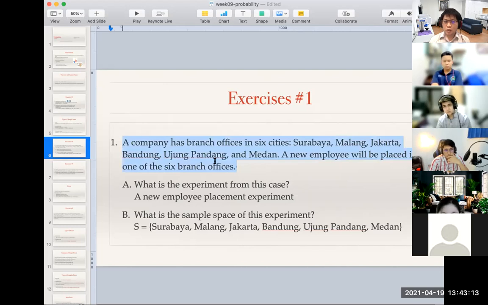So this will be the answer for question number 8, the experiments here. The company has these branch offices, and a new employee will be placed in one of them. So obviously the answer will be related to this, right? So you can just directly say a new employee placement experiment. This is the answer for the experiment. For the sample space, it's correct, what Kenneth had said earlier. The values can be Surabaya, Malang, Jakarta, Bandung, Ujung Pandang, and Medan.